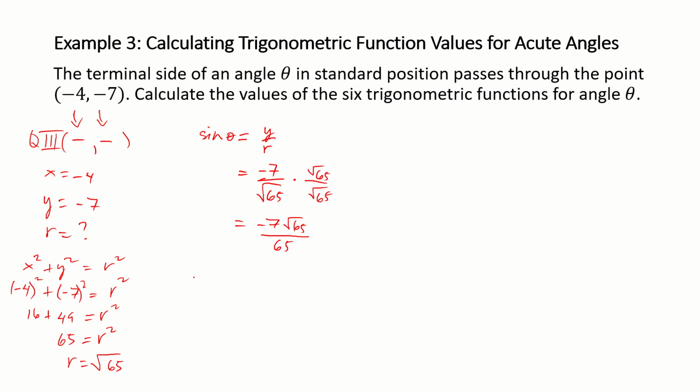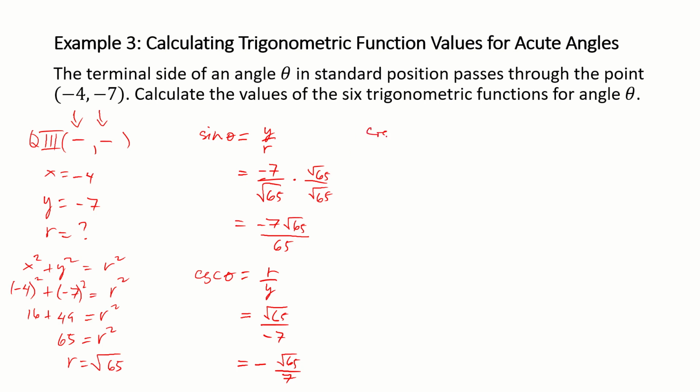Then we look for cosine, or perhaps we get the cosecant first. It's because cosecant is just the reciprocal of sine. So that would be r over y, so square root of 65 over -7. But we prefer putting the negative in the middle of our fraction bar. So negative square root of 65 over 7.